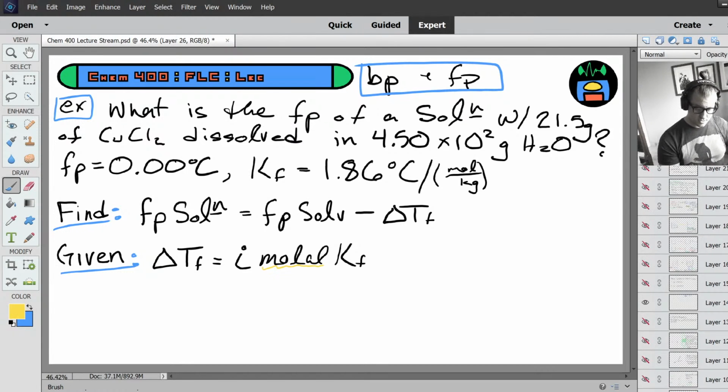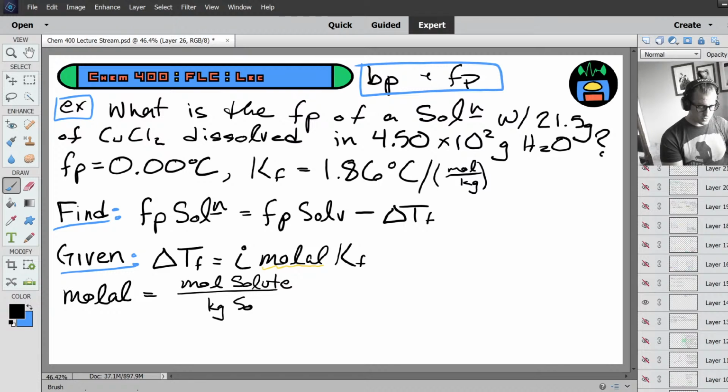Molality also has an equation, so we're going to write that out. The molality of a solution is equal to the moles of solute over the kilograms of solution. No, not of solution, sorry, of solvent. It's critical to keep those distinct, because if I did kilograms of solution, I would get the wrong answer. All right, so that's the equation for molality.